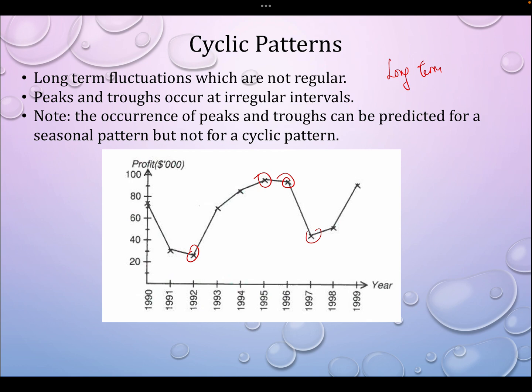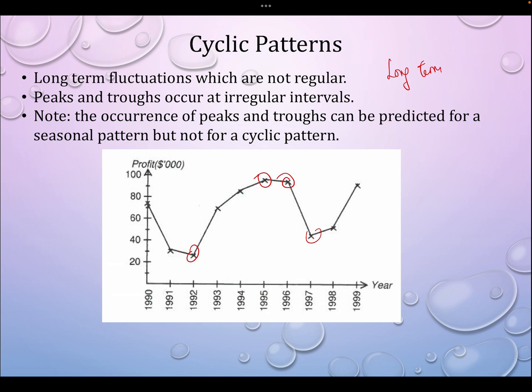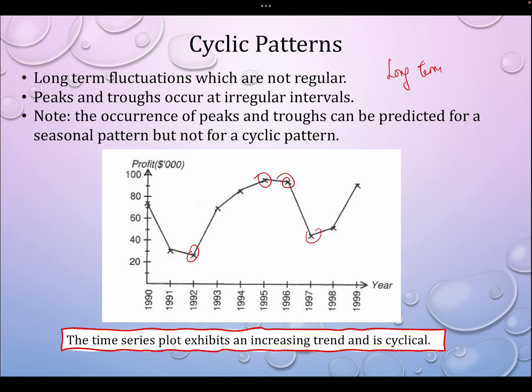Note, the occurrence of peaks and troughs can be predicted for seasonal pattern, but not for cyclic pattern. So you cannot see it repeating itself. Although you know there is a pattern, it's over a long term. Seasonal is actually over a short term. So here you can describe the time series data plot as exhibiting an increasing trend and is cyclical.